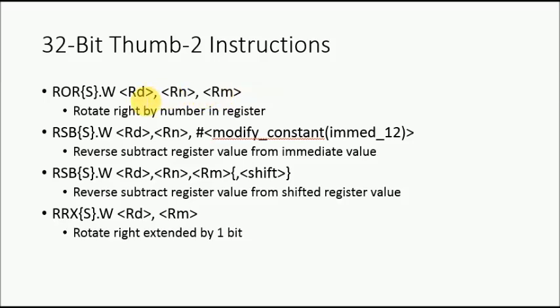RSB.W Rd, Rn, #modified constant. So reverse subtract: subtract the register value from the immediate value. Similarly, the same instruction is available with a shift. Here Rm is shifted, so reverse subtract the register value from the shifted register value. Here RRX.W Rd, Rm: rotate to the right, extended by 1 bit. You remember this instruction.